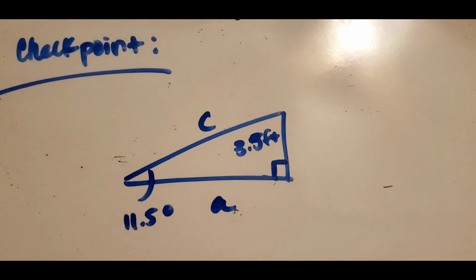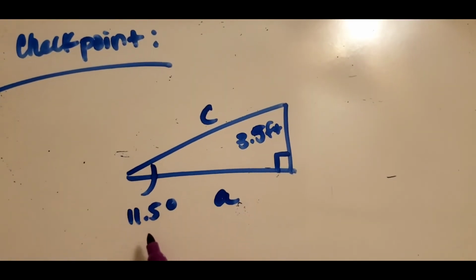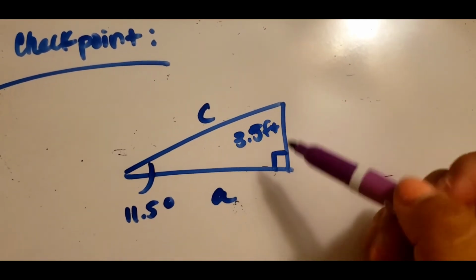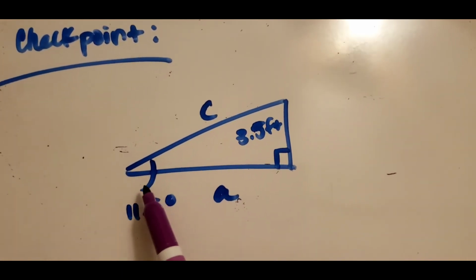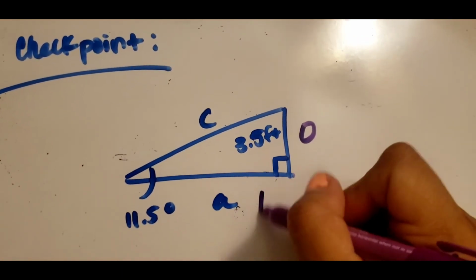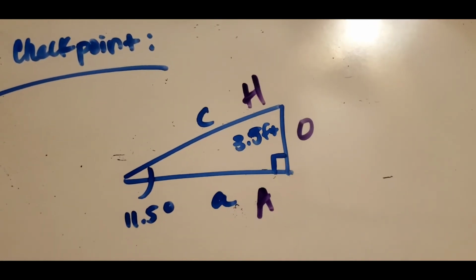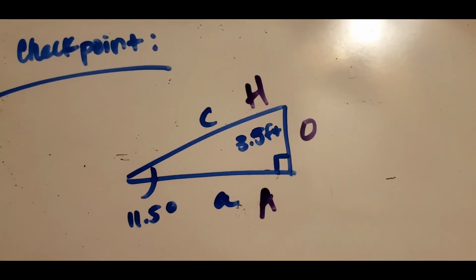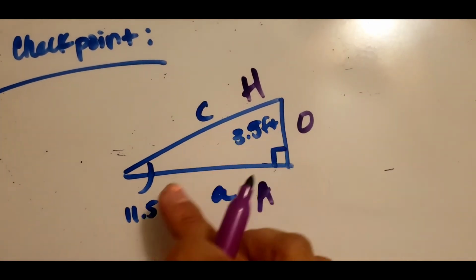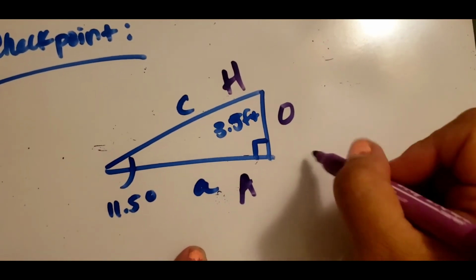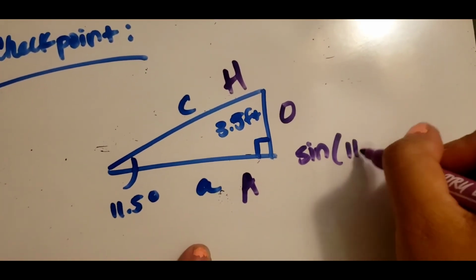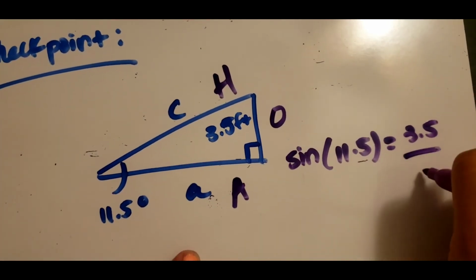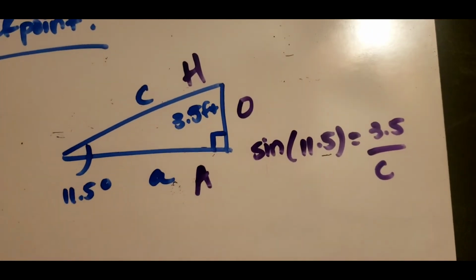So here we go. We're given the angle of elevation, which is 11.5. We're given this side, which is 3.5 feet. So all I need to find is these 2. According to this, this is the opposite side, this is the adjacent, and this is the hypotenuse. Okay, so why don't we solve for C first, and then we'll solve for A. If I want to solve for C, I'm going to use opposite and hypotenuse, so that's sine. So sine of 11.5 equals 3.5 over C. Okay, so this is my setup.